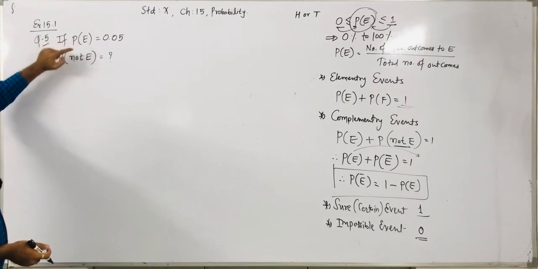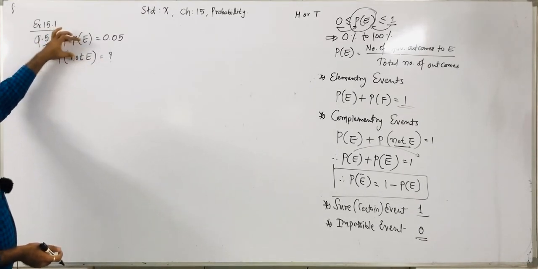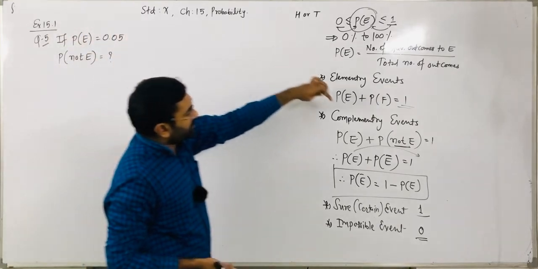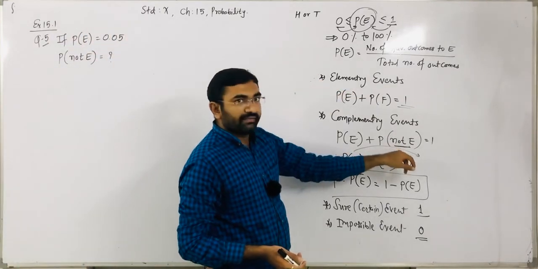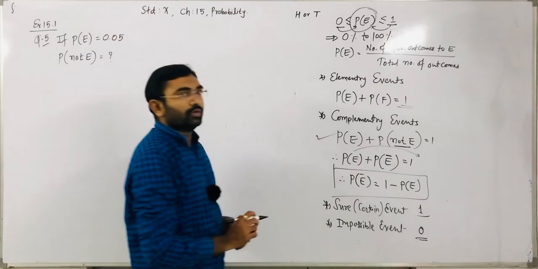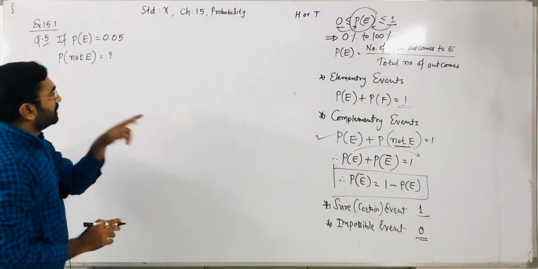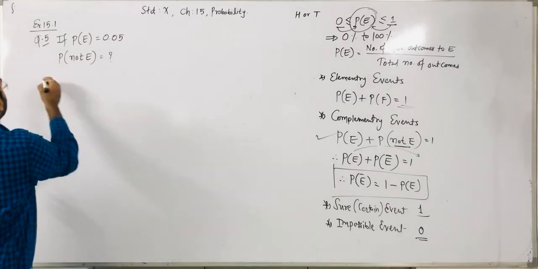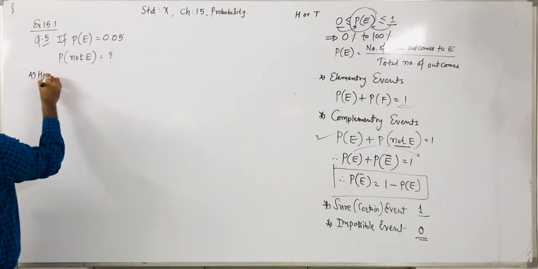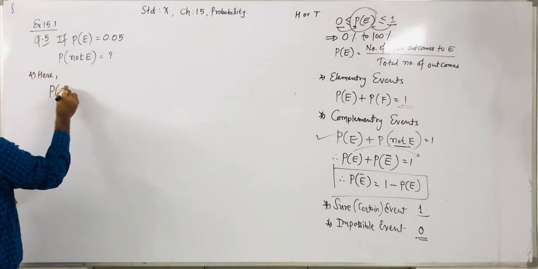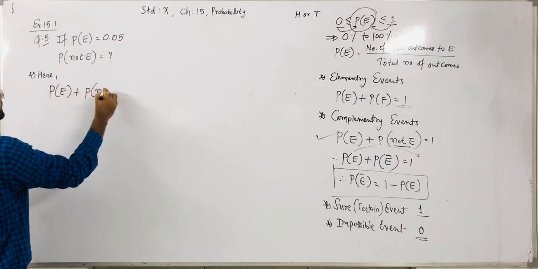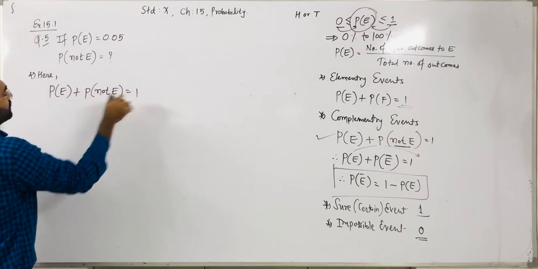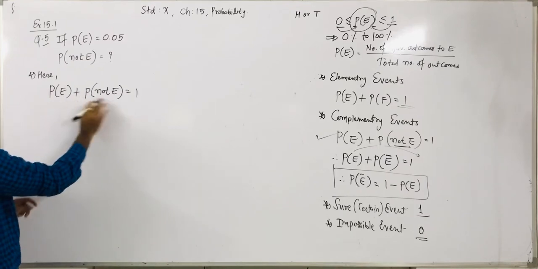See, P of E and here is P of not E. So E and not E, which type of event is it? Complementary event. So we have to apply the complementary formula, right? Using that we can find the P of not E. So we can apply P of E plus P of not E is equal to what? 1. The sum of complementary events' probabilities is always 1.